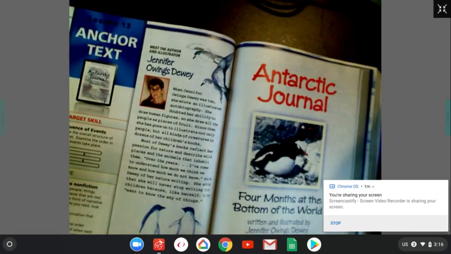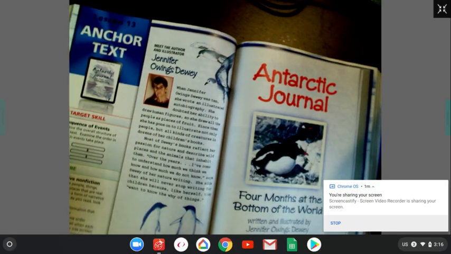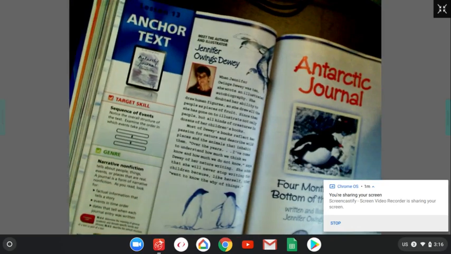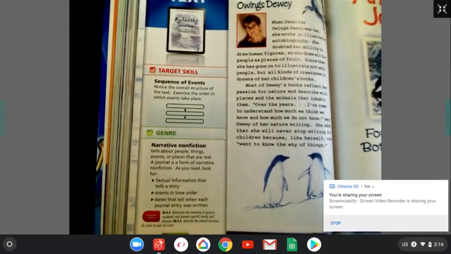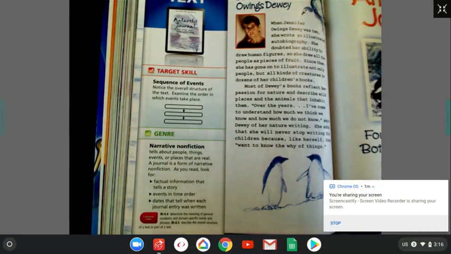So this story in our Tick Journal, it is a narrative nonfiction. It tells about things, events, or places that are real. A journal is a form of narrative nonfiction, and as you read the story, you need to look for the factual information, events in time and order, dates that tell you when each journal entry was written.